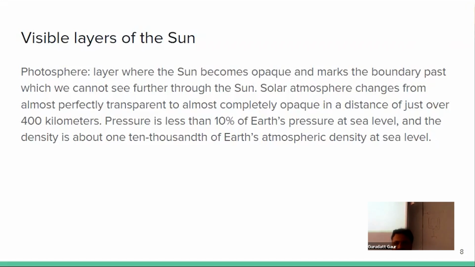And the first one is the photosphere. The name also suggests. After this layer, the sun becomes opaque. So we really cannot see the other layers. What are those? Before the photosphere, the core, radiative zone, and convective zone. And after that, we get the photosphere. This we can see. So they are saying that it changes from almost perfectly transparent to almost completely opaque.